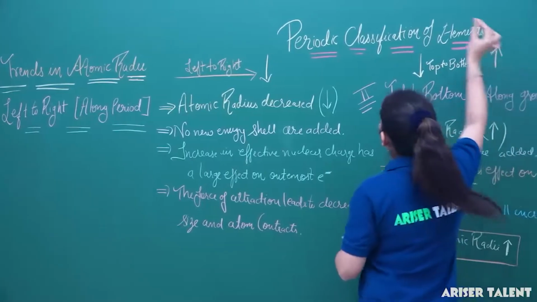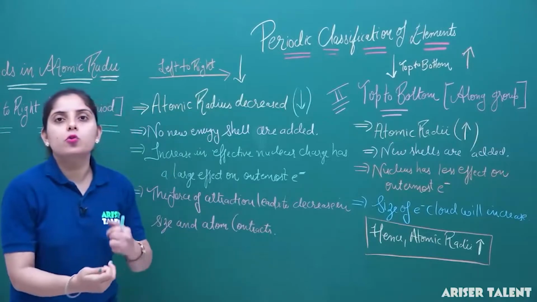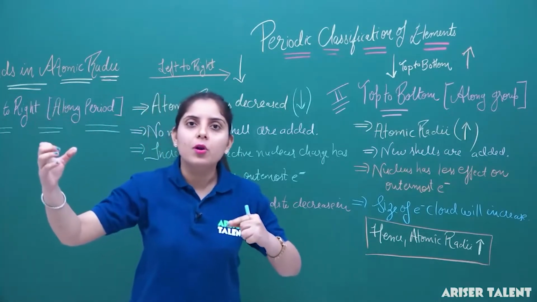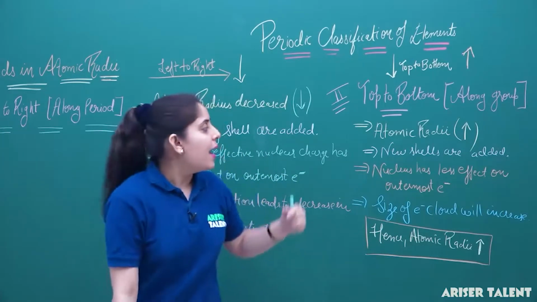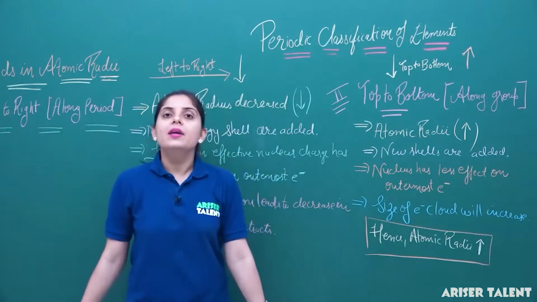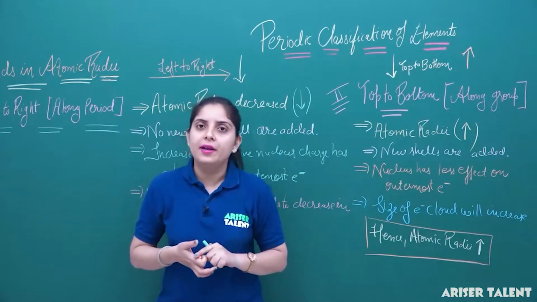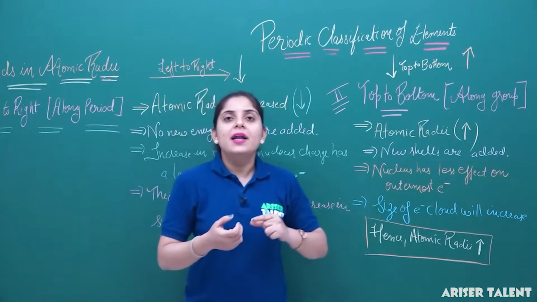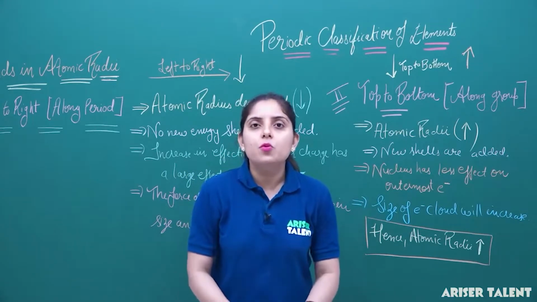Why is the atomic radii going to increase? The atomic radii is going to increase because new shells are added and the nucleus has less effect on the outermost electron, so it is able to expand its electron cloud and consequently the atomic radius increases. So this is how the atomic radius shows the trend in the periodic table. Now let us move to our next term and see how it forms the trend in the periodic table.